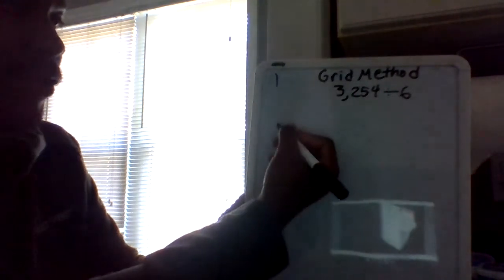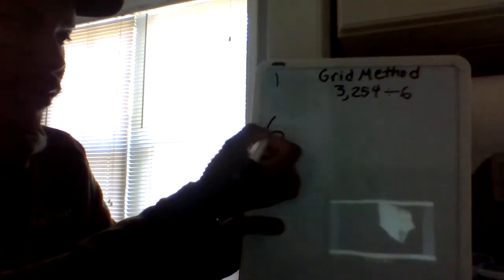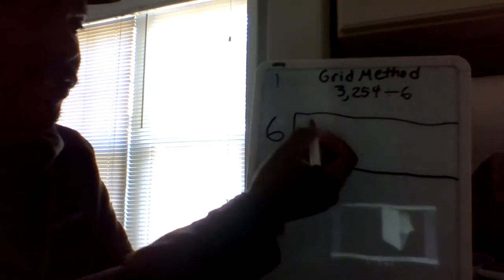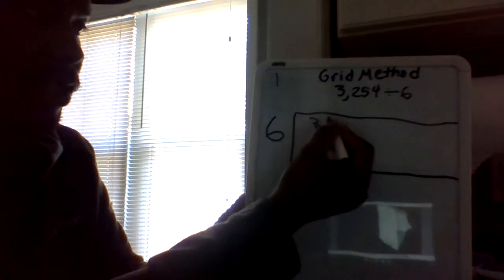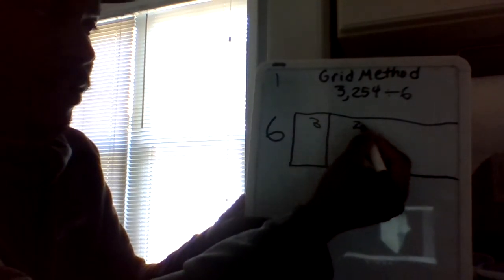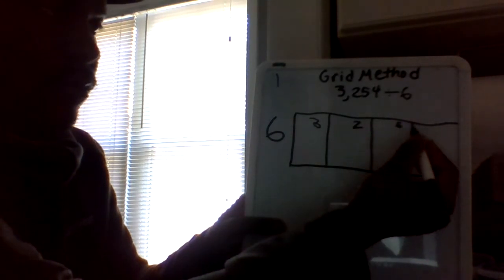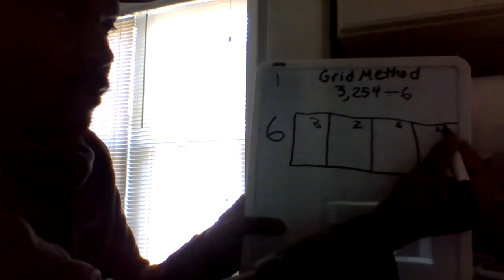All right. So with the grid method, I'm going to put my dividend in a grid, and I'm going to put my divisor on the outside of that grid. So I'm going to show you how it's done. So your 6 goes here, and then I'm going to go ahead and draw my grid. And then each digit gets its own space. So a 3 will get its space, a 2, and you're going to want to leave some space right here in front of the number, and then a 5, and then a 4.